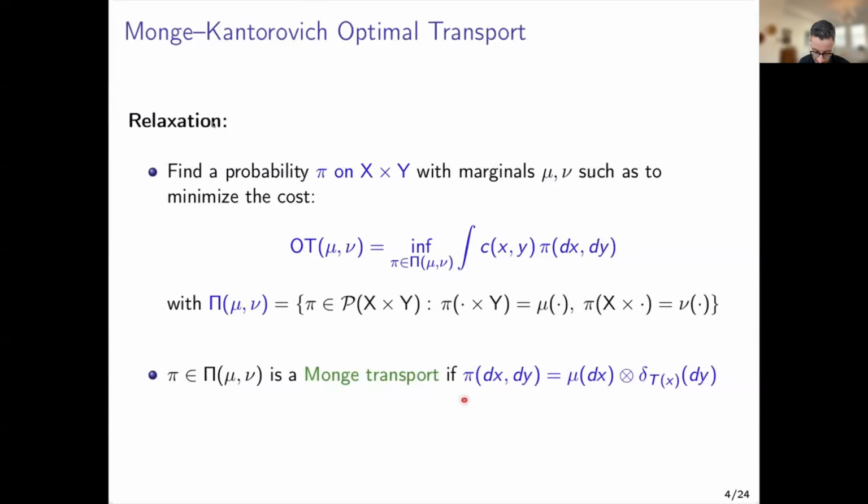In general, we can take a coupling and disintegrate it according to the first marginal and a transport kernel. If that kernel is a Dirac at some location T(x), then this coupling corresponds to a Monge map, namely the T in here.